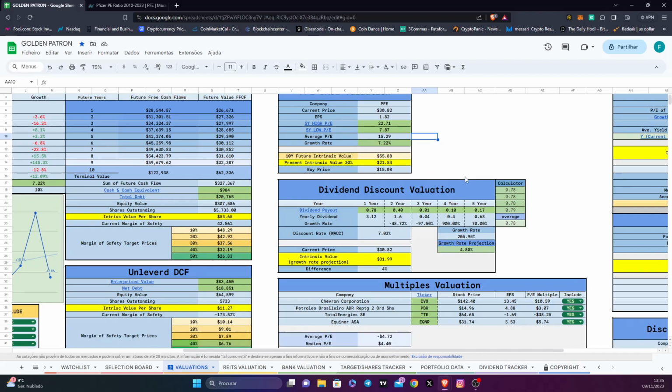So next I'm going to do the dividend discount valuation, which is a method for valuing stocks that pay dividends. It estimates the intrinsic value of a stock by calculating the present value of its expected future dividend payments. The model involves forecasting future dividends, discounting their present value using the required rate of return, and summing them to determine the stock's intrinsic value.